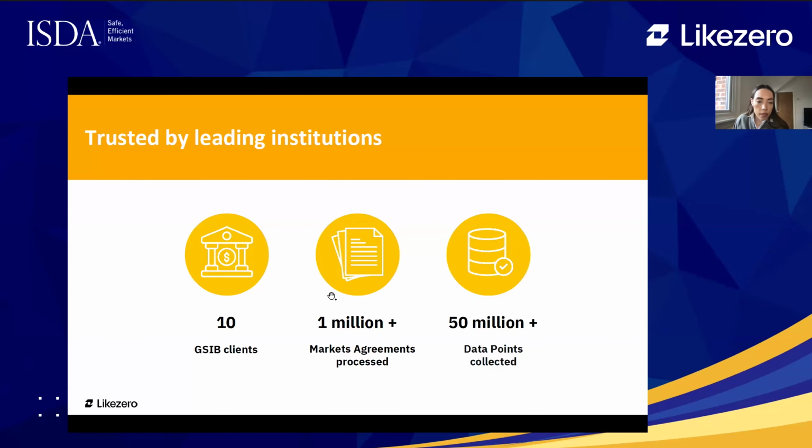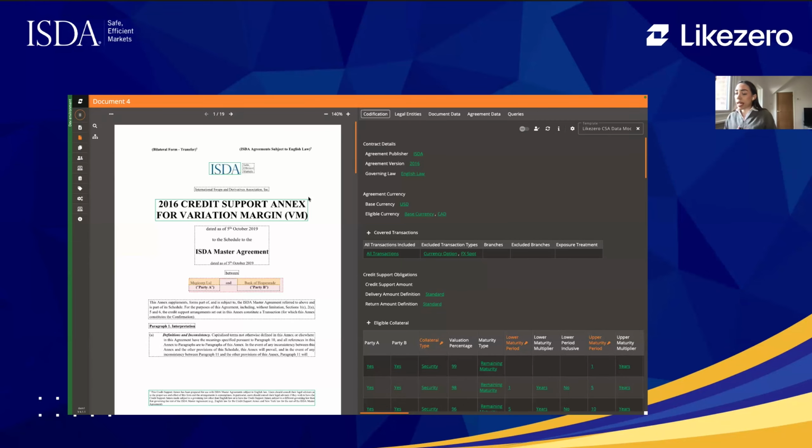So what I'm going to do now is share my screen. What I'm going to go through today is how we are extracting data from these contracts. Specifically, we're going to be looking at a variation margin credit support annex today, and we will show you how we can transform that data into a standardized output, which is the common domain model.